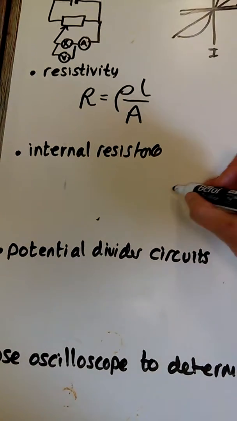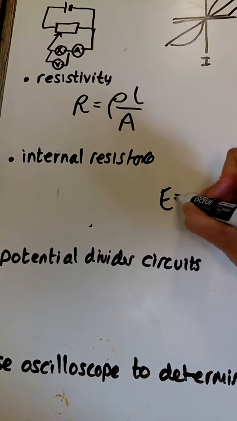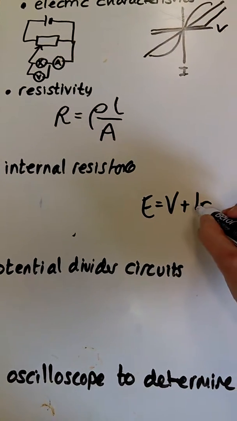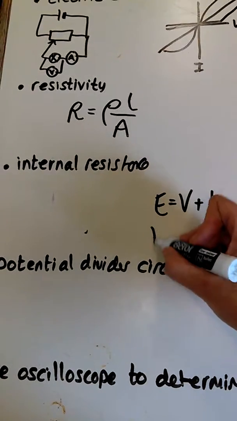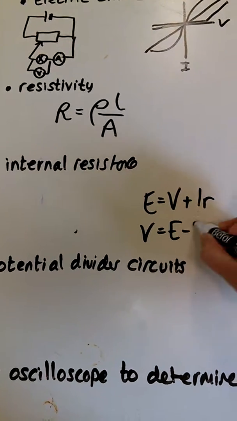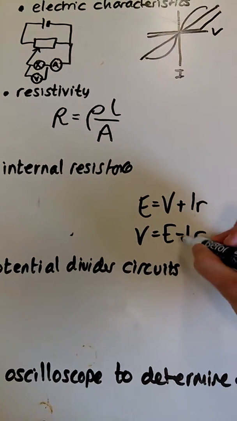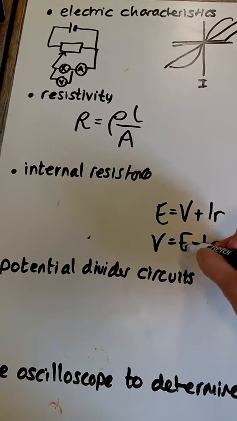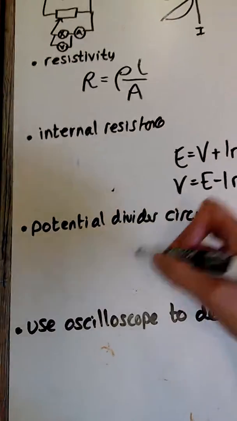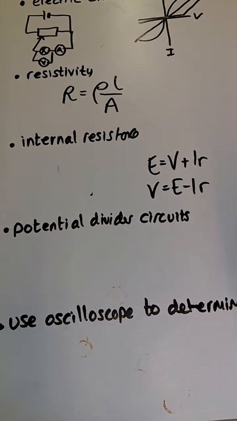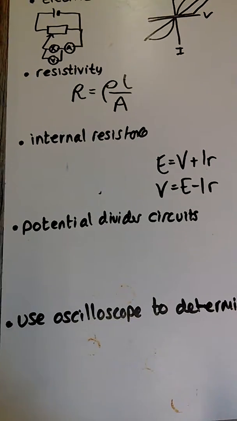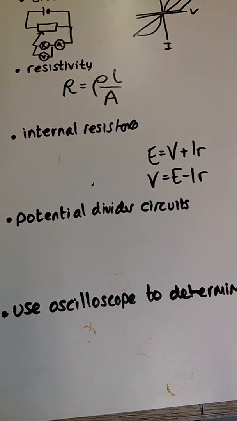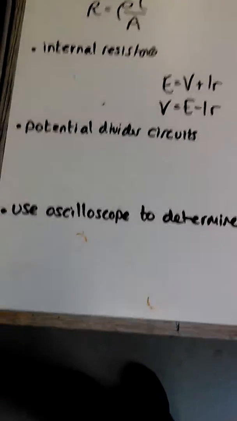Internal resistance, I've gone through in the other video. It's looking at E is equal to V plus IR. You measure V, you measure I, you plot V against I. If you plot V against I, the gradient is minus R, where R is the internal resistance. The intercept is E. Potential divider circuits, you can investigate them. You can use the thermistors and the light-dependent resistors to have a look and see what would happen to the potential differences across them.